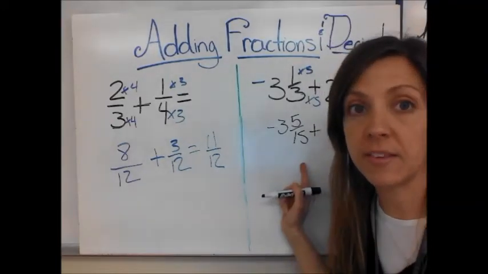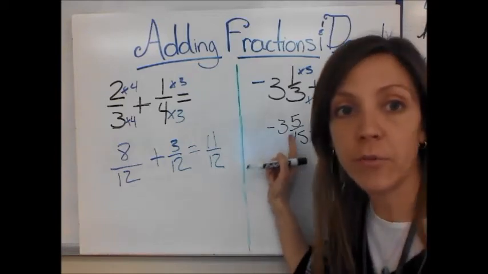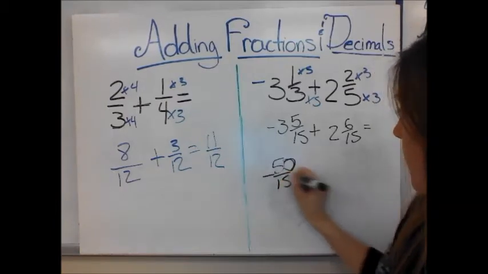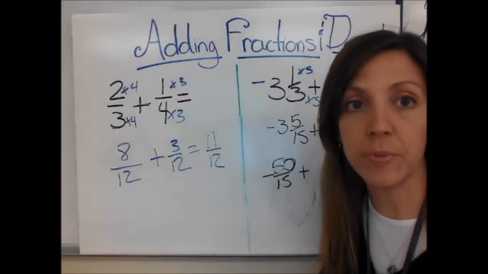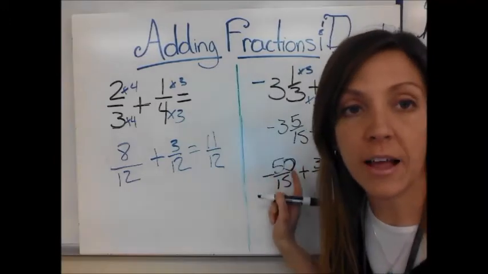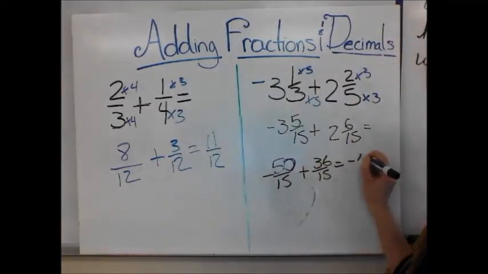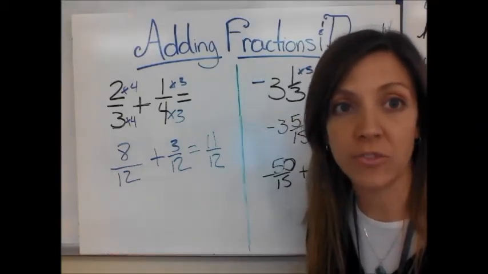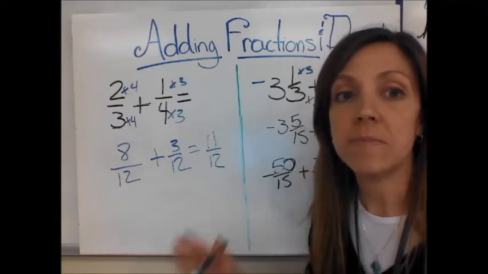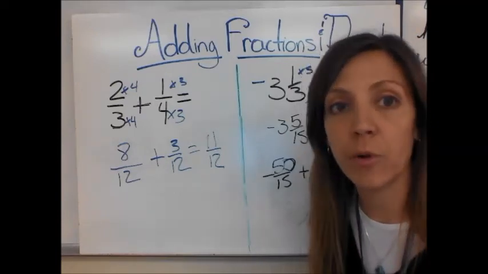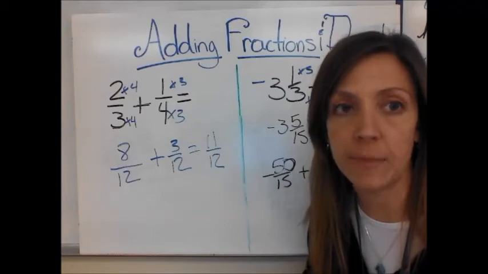Last, you can change these mixed numbers to improper fractions. 15 times 3 is 45 plus 5 is 50. 15 times 2 is 30 plus 6 is 36. -50 plus 36 is -14. Okay, and I get -14/15. So I got the same answer all 3 ways, but I came about getting my answer with a different method. Changing mixed to improper is a good method. All three of them you're welcome to use, but take one of them, choose it and adopt it as your own.